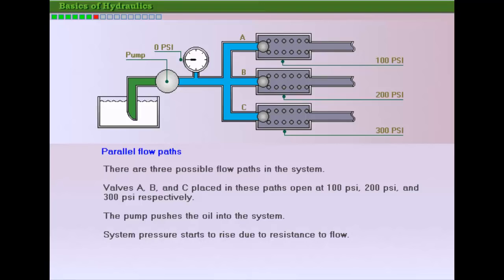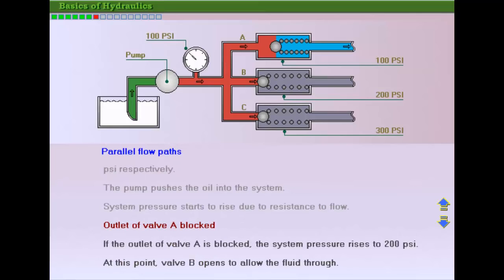The pump pushes oil into the system. The pressure gauge registers an increase in pressure, and the system pressure begins to rise. Now the pressure is around 100 psi, and valve A opens and the oil flows through. If valve A gets blocked, the pressure will rise to 200 psi, and oil will flow out through the second path, B, which is now the path of least resistance.